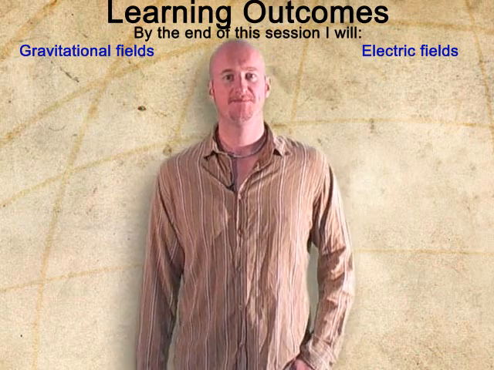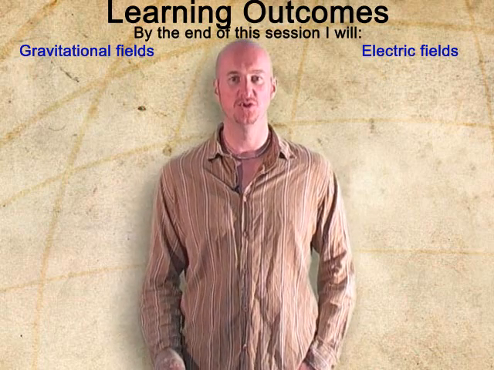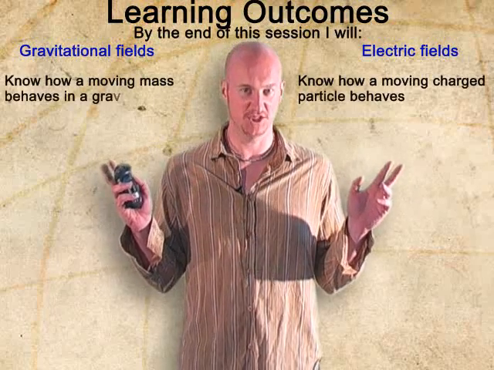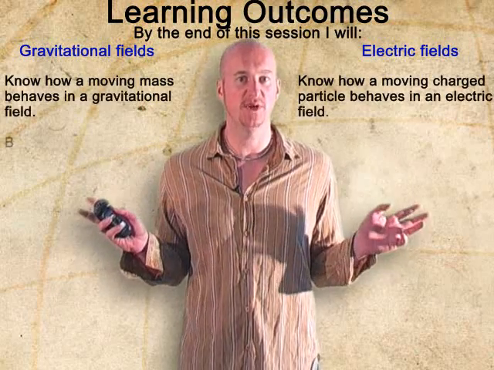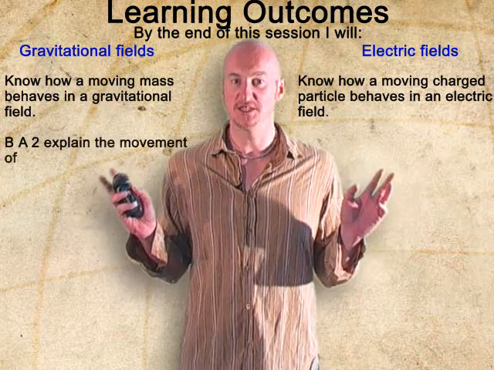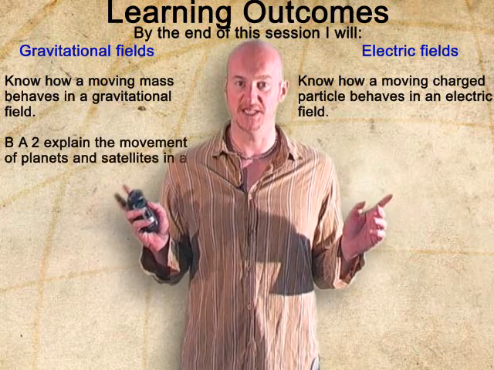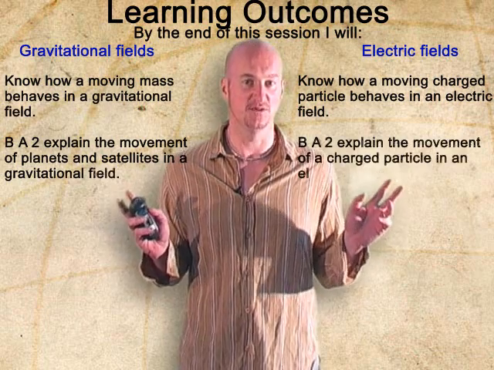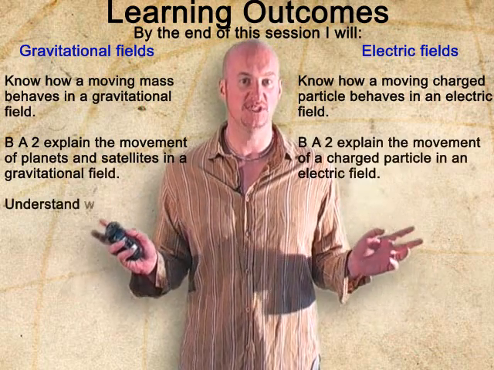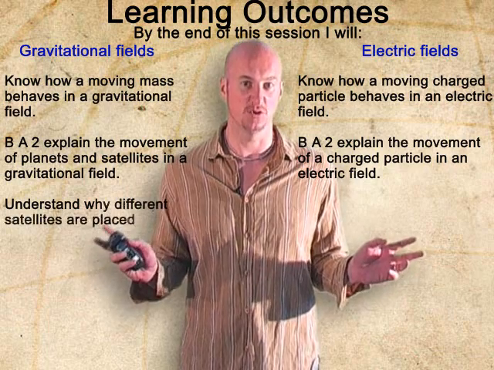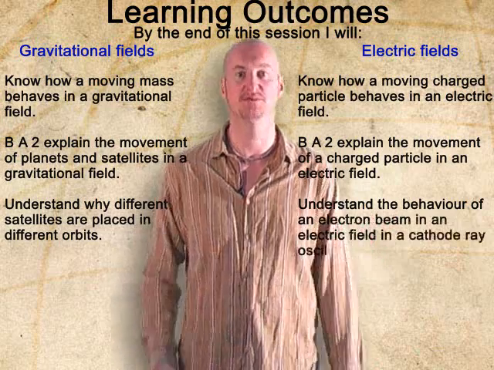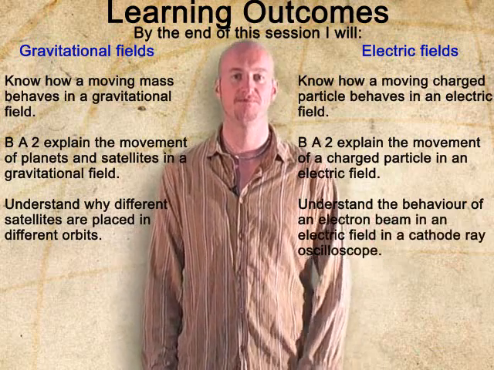Hello again everyone. By the end of this session, you should know how gravitational and electric fields affect the movement of masses and charges. We should be able to explain this information and explain the movement of satellites and planets in a gravitational field and how charged particles behave in an electric field. And you should understand the reason for putting different satellites in different orbits and how an electron beam behaves in a cathode ray oscilloscope. Right, let's go.